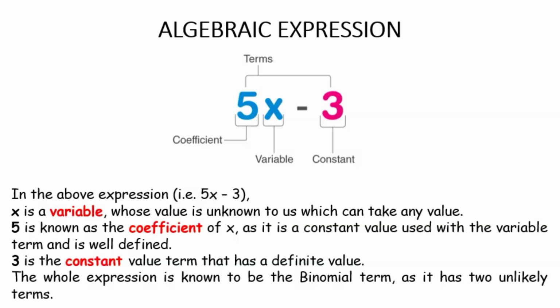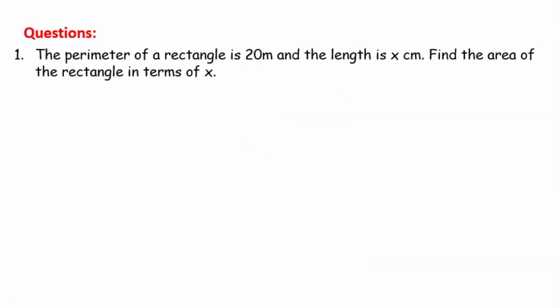While we were in elementary classes, there is a way they introduced us to algebraic expressions, so this is just a refresher course. Look at a question like this. The perimeter of a rectangle is 20 meters and the length is x. Here you see, instead of telling us the exact length, they are using letters. So that's what algebra is all about. We have to find the area of the rectangle in terms of x.